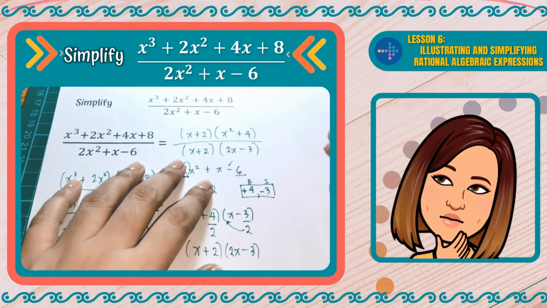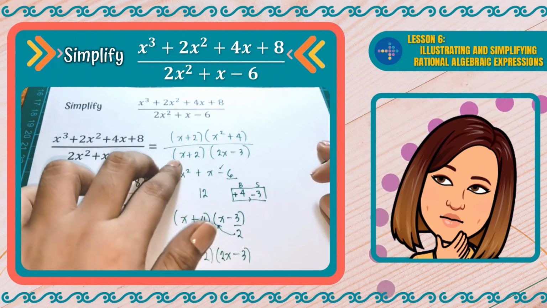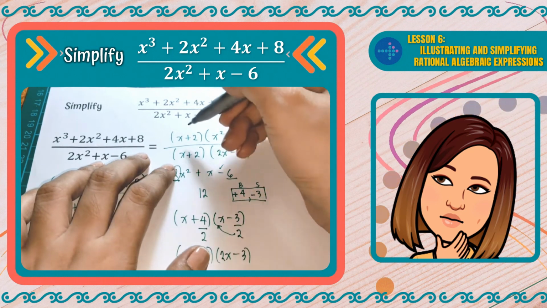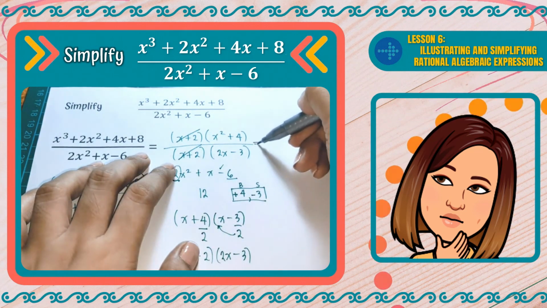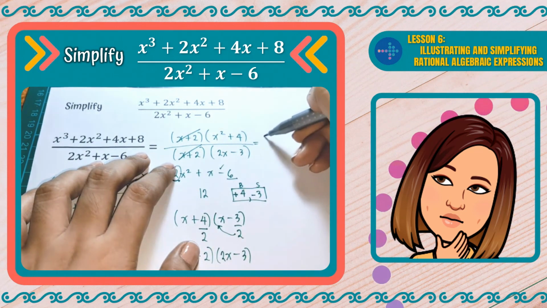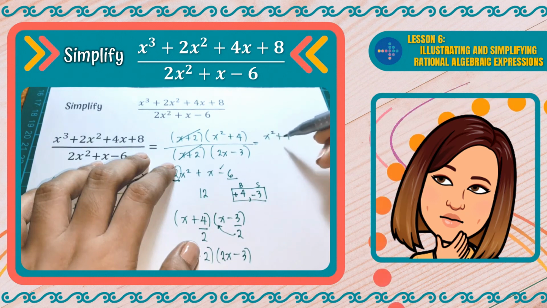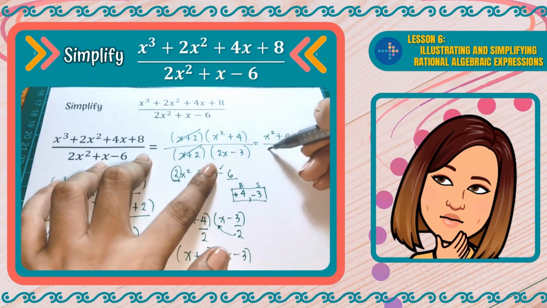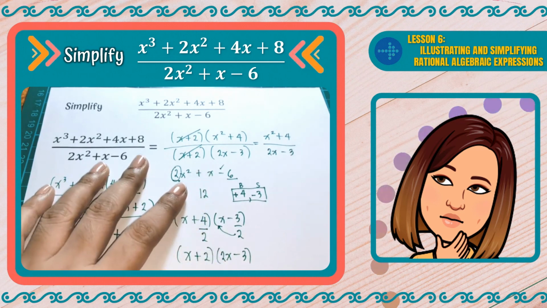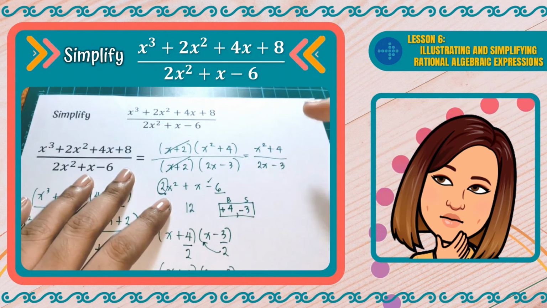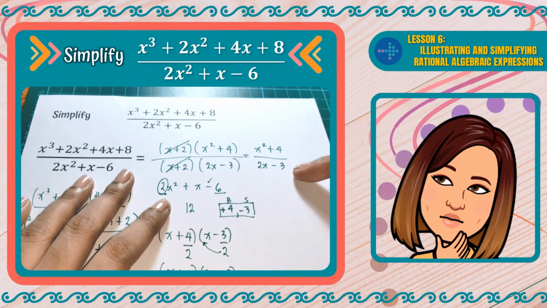So, as you can see, yung common factor nila ay yung binomial x plus 2. Therefore, ang natirang factor sa numerator ay x squared plus 4. Then, in denominator, we have 2x minus 3. So, the simplest form is x squared plus 4 over 2x minus 3.